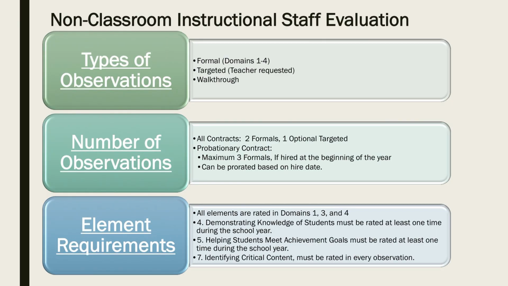Now, let's review the element requirements and scoring calculation. All elements are rated in Domain 1, Planning and Preparing to Provide Support, Domain 3, Continuous Improvement of Professional Practice, and Domain 4, Professional Responsibilities. Element 4 in Domain 2, Demonstrating Knowledge of Students, must be rated at least one time during the school year. Element 5 in Domain 2, Helping Students Meet Achievement Goals, must be rated at least one time during the school year. Element 7 in Domain 2, Identifying Critical Content, must be rated in every observation.